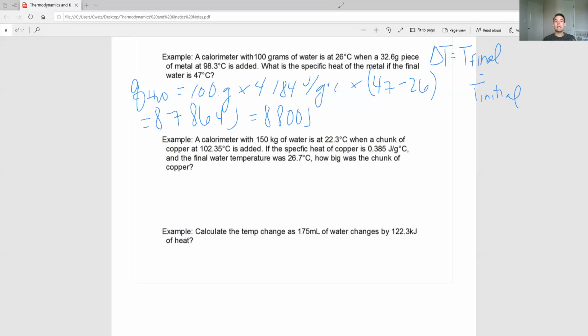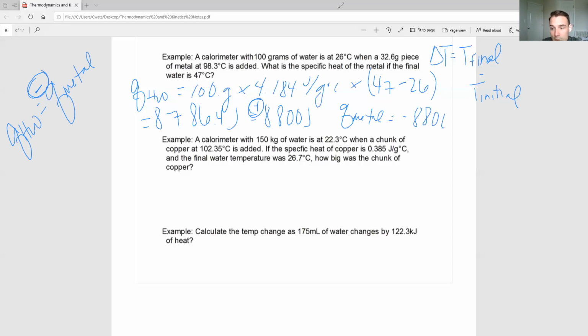Now, notice that the sign is positive. That's because the water absorbed it. It was endothermic. Where did that heat come from? It came from the metal. The important part: whatever the water does, in this case, the metal does the opposite. So the sign of that is going to be the opposite. So the Q of the metal, we know, is going to be negative 8,800.